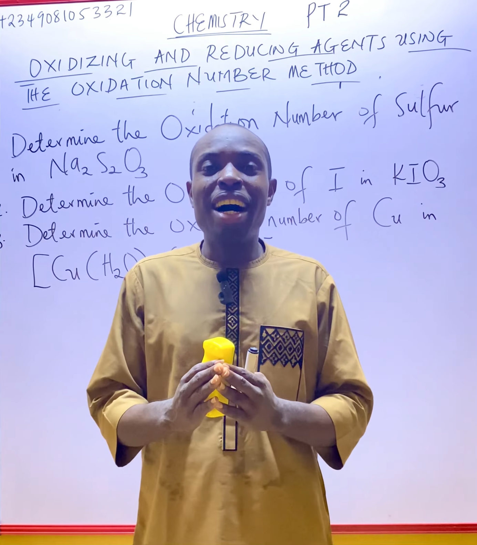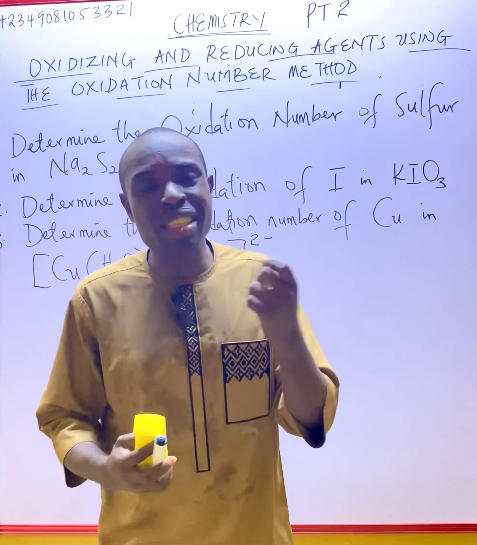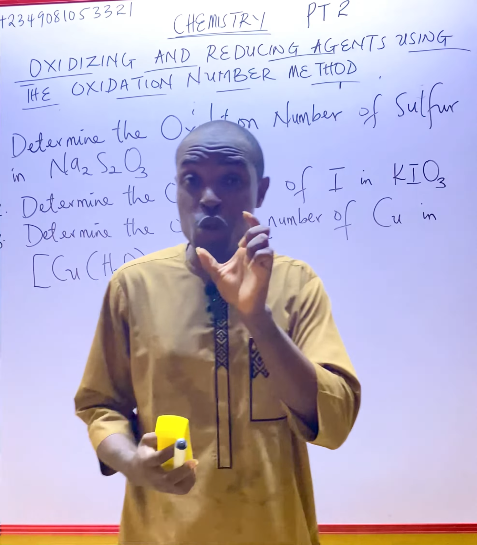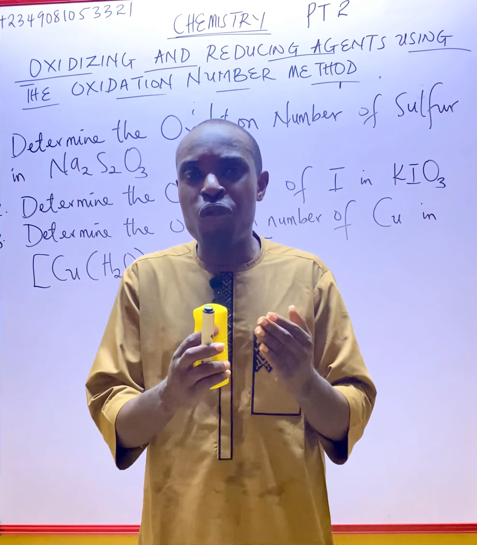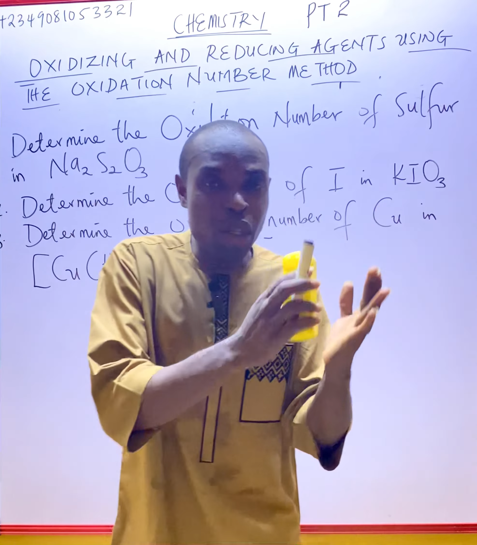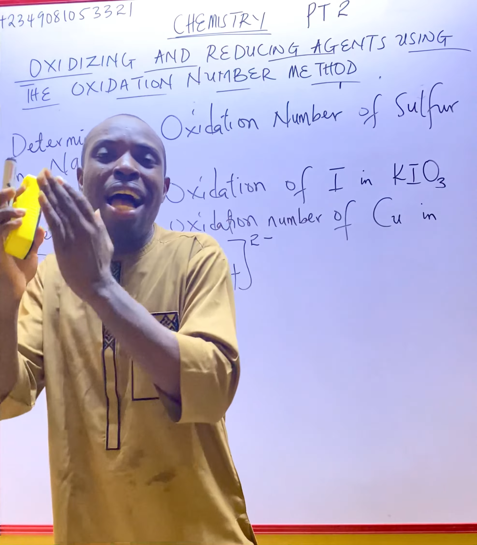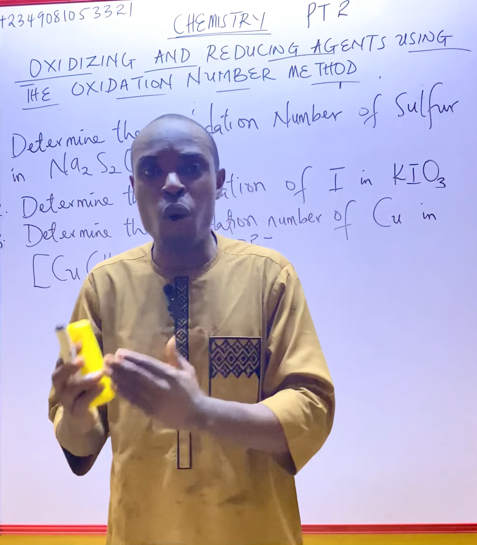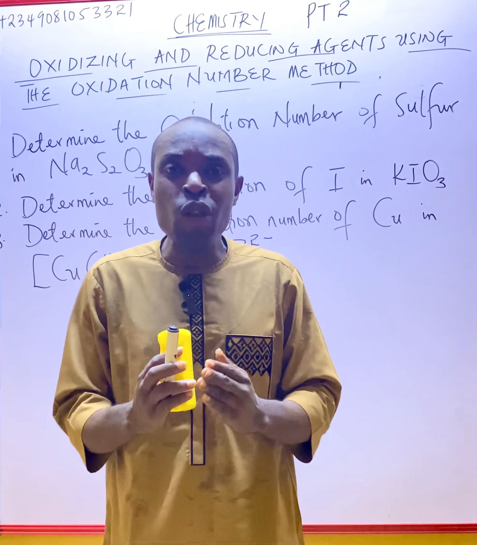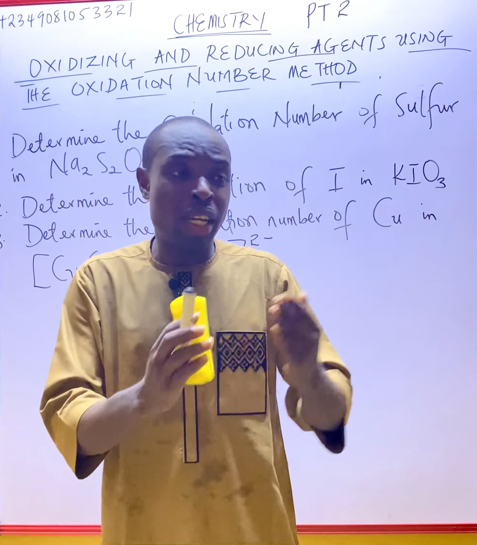Please, if you have not watched our previous lessons, do well to watch them for a better understanding of this concept I'm about to do now. Now, this is the determination of a particular element in a compound, which is oxidation number determination. So we're not going to waste time, so we can start.